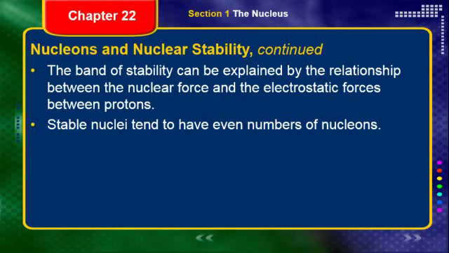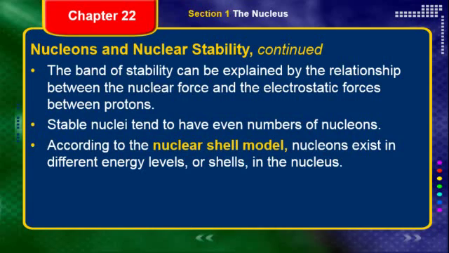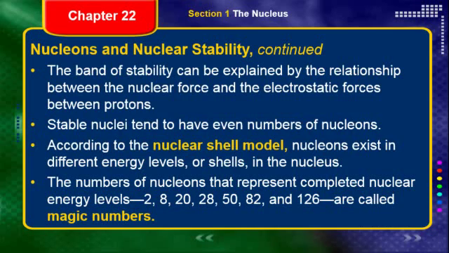Stable nuclei, by the way, tend, not always, but tend to have even numbers of nucleons. All right, so when you add up the number of protons and neutrons, generally speaking, it's going to be an even number. Now, according to the nuclear shell model, based on this tendency, nucleons exist in different energy shells or different energy levels within the nucleus. The number of nucleons that represent a completed nuclear level are those even numbers, and they tend to be 2, 8, 20, 28, 50, 82, and 126.